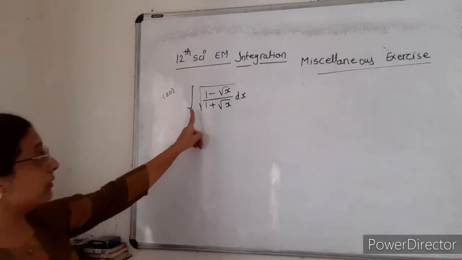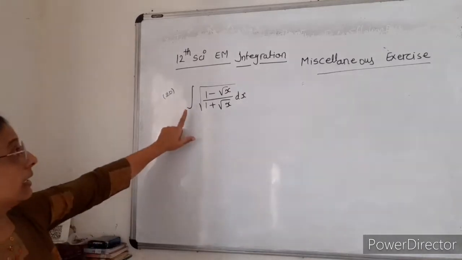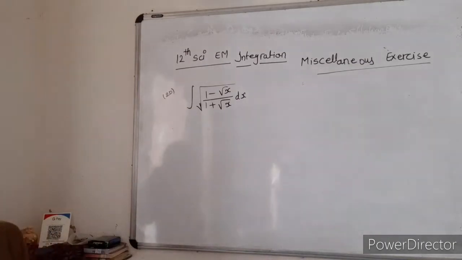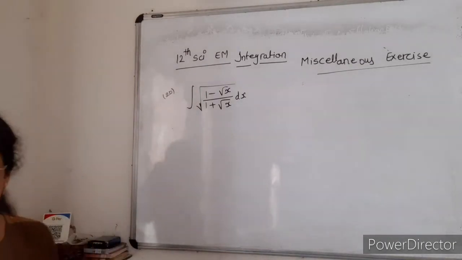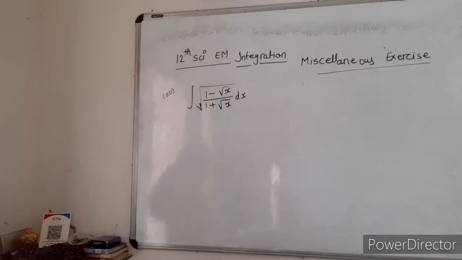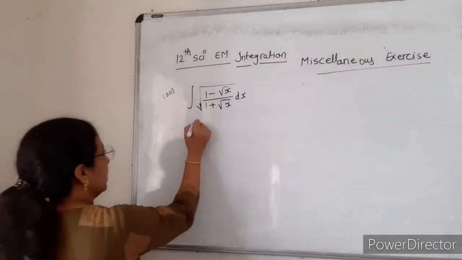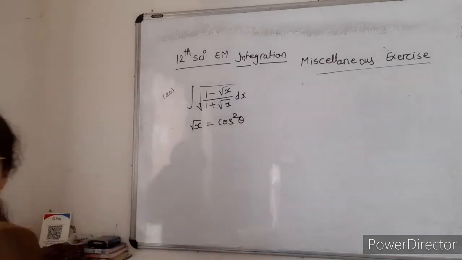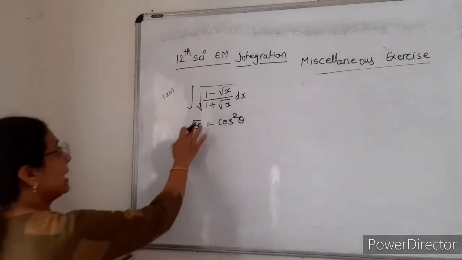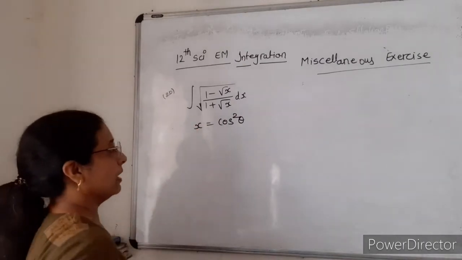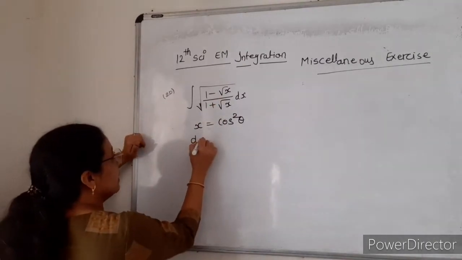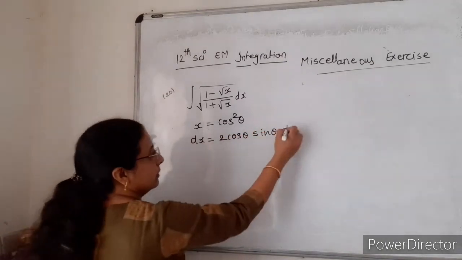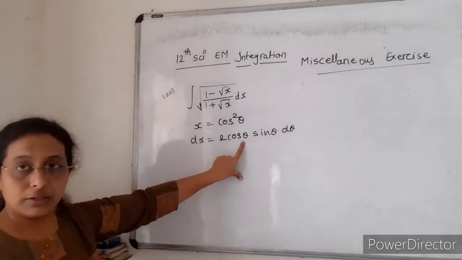Okay. So now here is question number 20, integration of a square root. Now here root x is given. So what to do is, we will take root x equal to cos square theta, or you can take x is equal to cos square theta. So we can say that dx is equal to 2 cos theta sin theta d theta. This is chain rule, right?